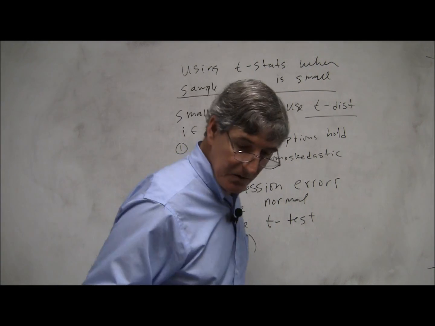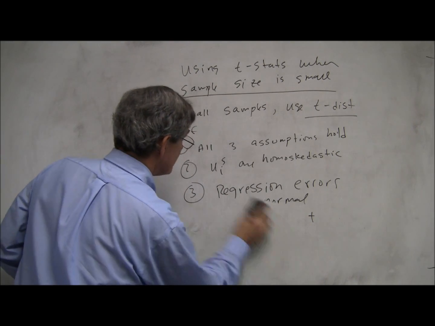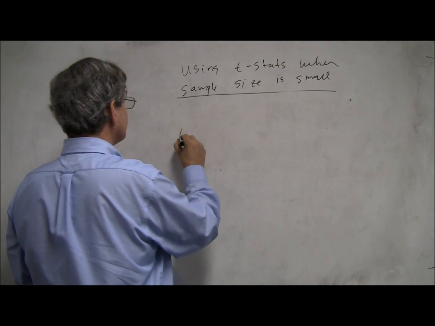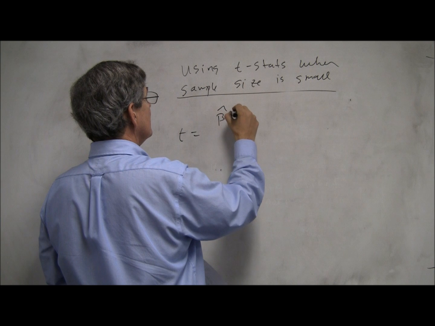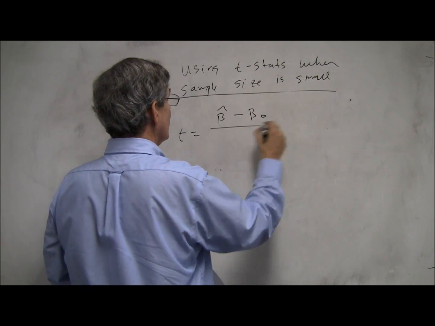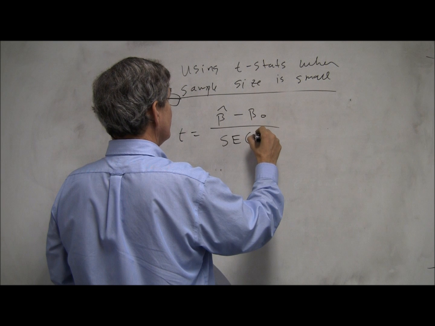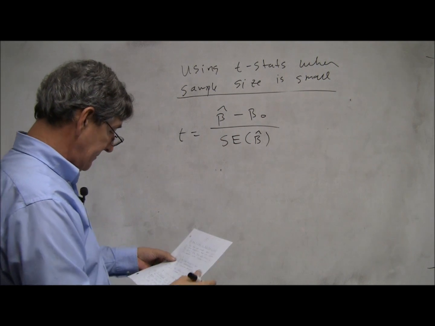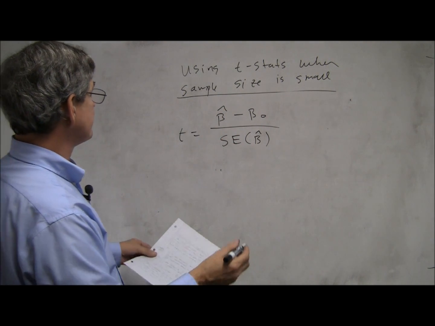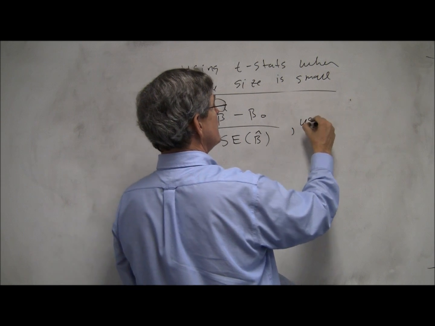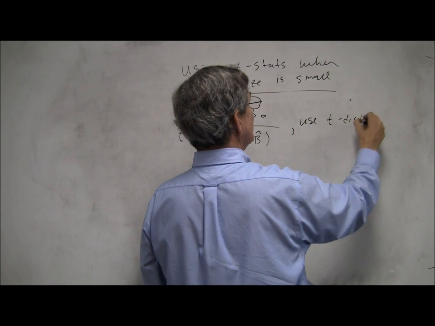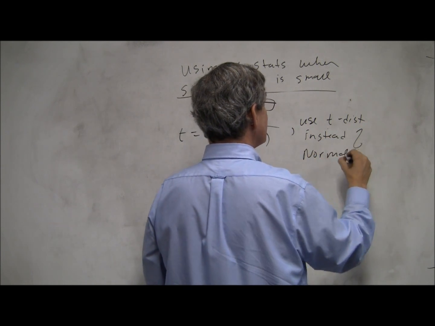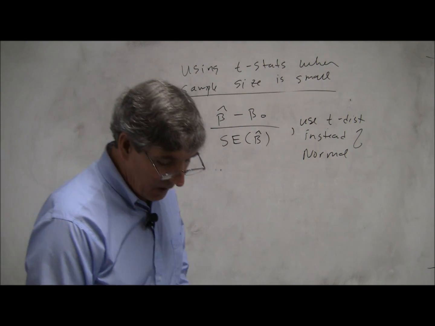The t-statistic you use is the same as before. So t is still beta hat minus beta 0 over the standard error of beta hat. Estimated minus hypothesized over the standard error of the estimate, as before, but you would use the t-distribution instead of the normal, because you can't rely upon the normal approximation when the sample size is small.